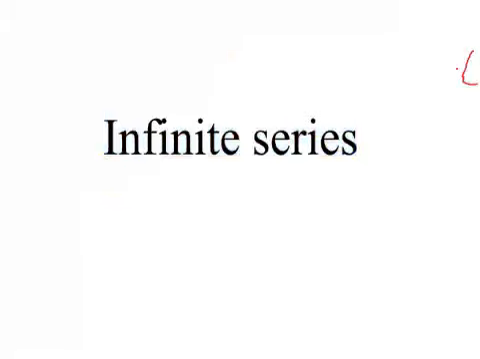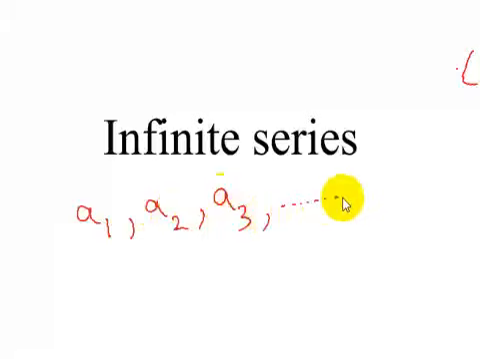So we know that an infinite sequence is a list of infinite numbers. Here a sub 1, so we have a list of numbers. How many do we have? Infinitely many values in this list. Alright, so this is a list of numbers. It has infinitely many values, right?